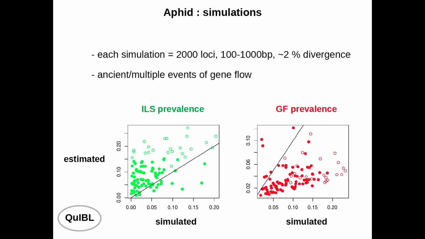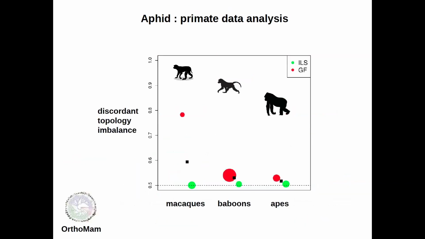Okay, finally, I decided to apply AFID to a couple of data sets, focusing in particular on primates. So in the next slide, what I'm showing is an application of AFID to 3 data sets, 3 triplets of species in primates, using exon trees downloaded from the Orthomam database, a highly curated database of coding sequence alignments in mammals. First, I would like to ask you to concentrate on the size of the dots in this slide, which reflect the relative prevalence of gene flow and ILS in the conflict in these 3 data sets.